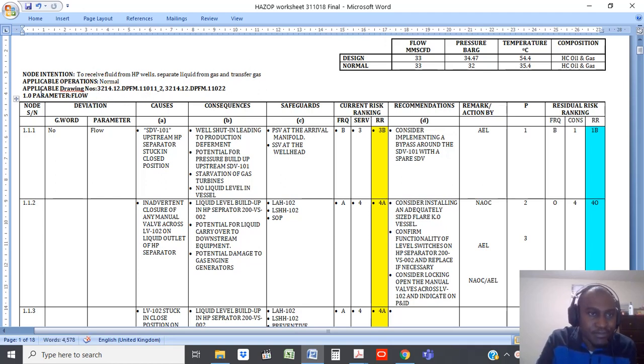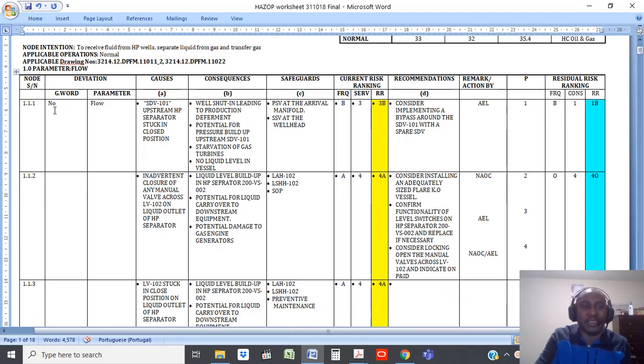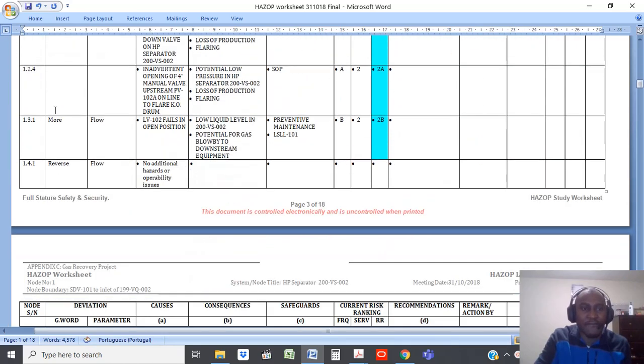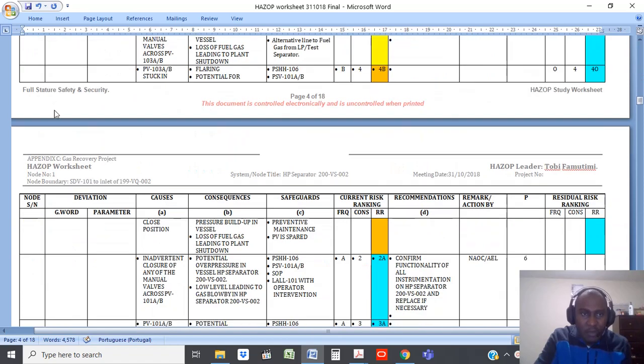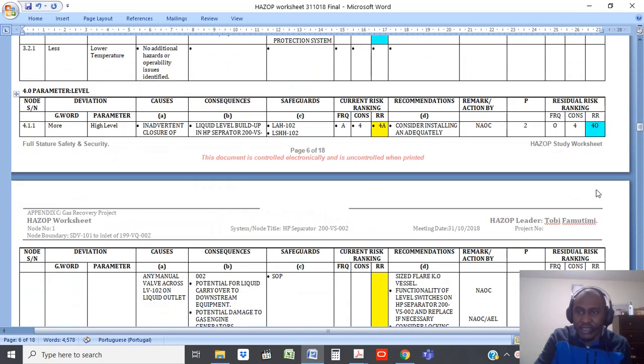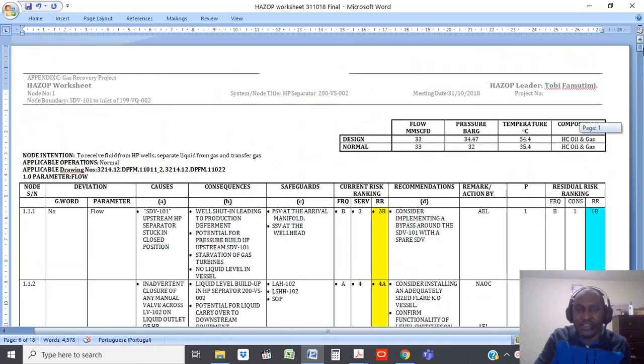That's then, of course, the drawing numbers, the P&ID numbers that you're using, the nodes that have the nodes in them, and then the flow, the parameter you're going to be looking at. Normally, you have parameters like flow. You also have pressure. Then you have level. You have temperature. Those are parameters that you use in the HAZOP.